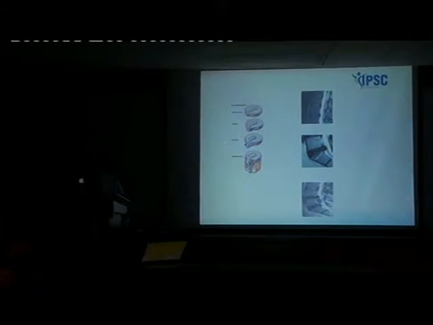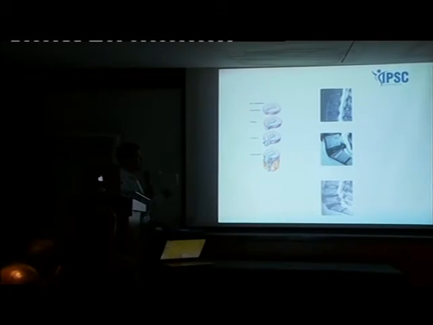Now extrusion. Extrusion means there is a breach in the outer annulus and the nucleus material started coming out, but it is still in continuity with the mother nucleus pulposus. And sequestration means it is totally coming out. This is also important to understand. We'll come to know why it is important.